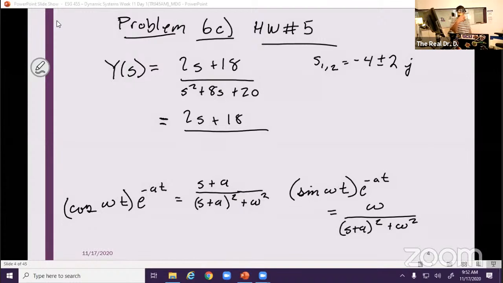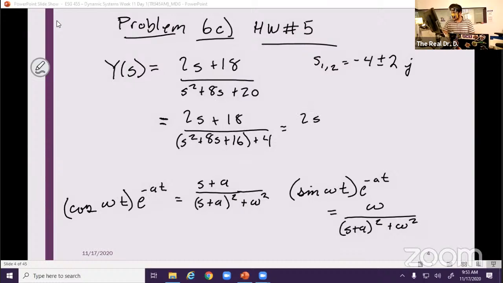So we need our denominator to be in this form. And how do we do that? Well, we're going to have to use completing the square. So how do we do completing the square? Well, we take half of the 8, so 4, and then we square it, so we'll get 16. So we'll get s squared plus 8s plus 16 plus 4. It's just separating this into the form that we know it has to take.